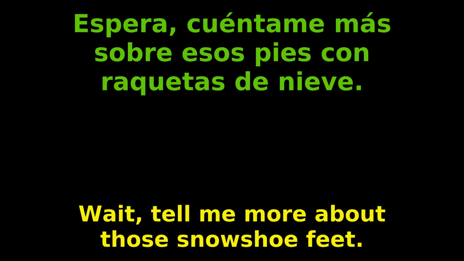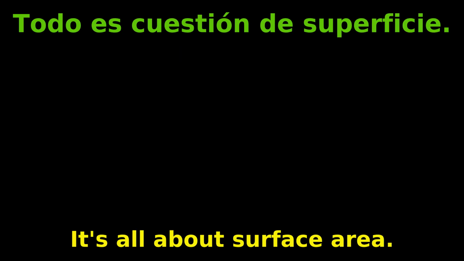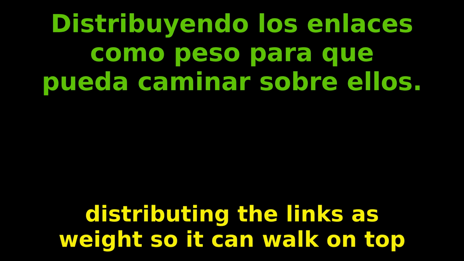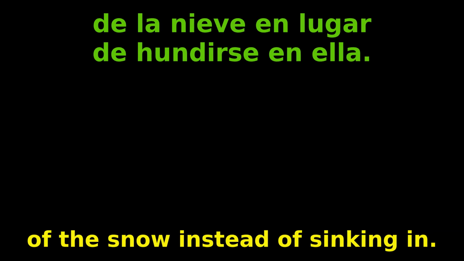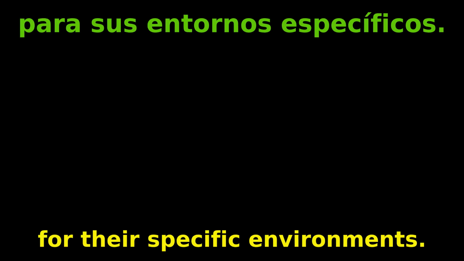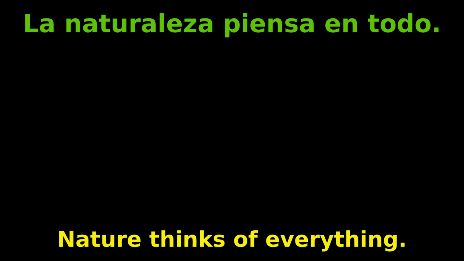Wait, tell me more about those snowshoe feet. How exactly do they work? It's all about surface area. Those wide paws act like natural snowshoes, distributing the lynx's weight so it can walk on top of the snow instead of sinking in. It's a perfect example of how evolution equips animals for their specific environments. That's brilliant. Nature thinks of everything.